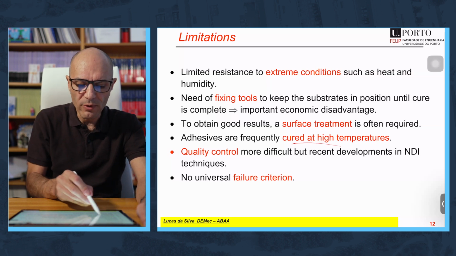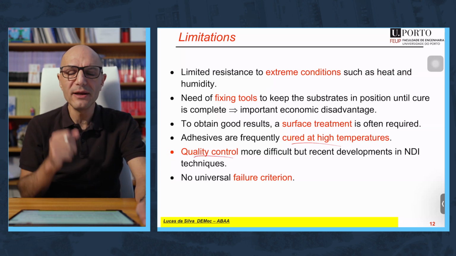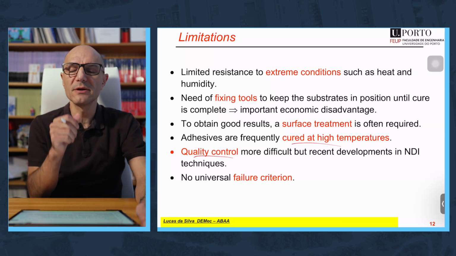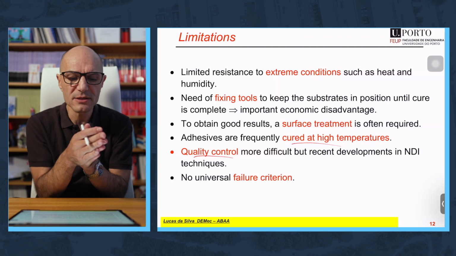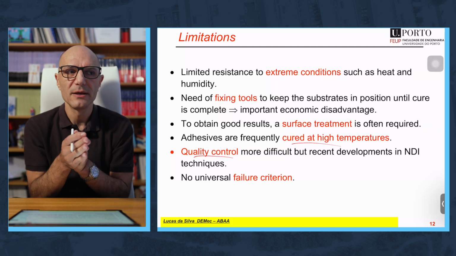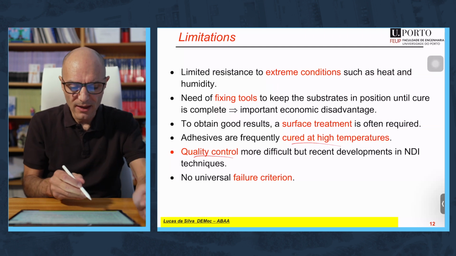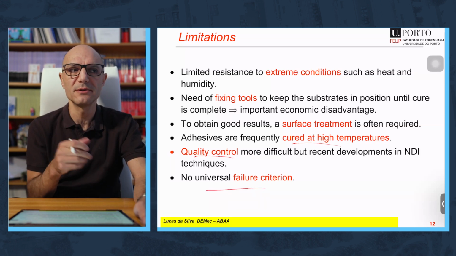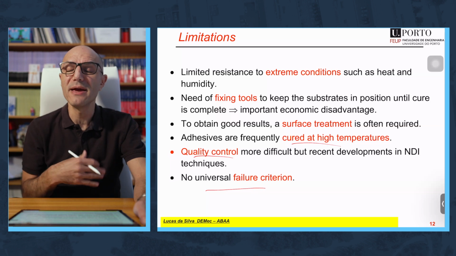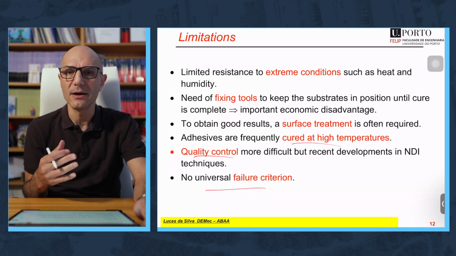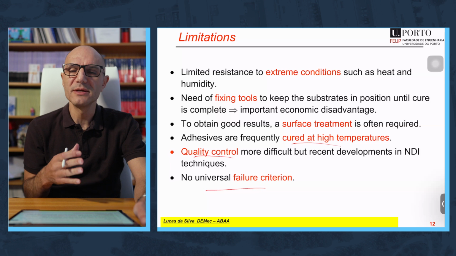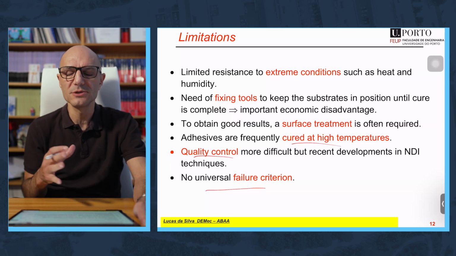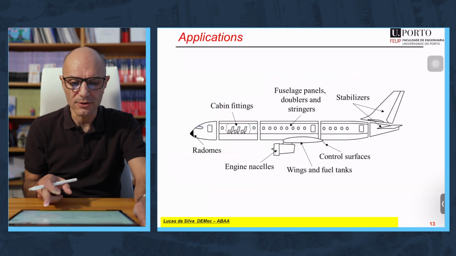Another limitation: quality control. Some defects are really difficult to control or to detect non-destructively. One of them in particular is weak adhesion. The adhesive adheres, but not with the adequate force. And finally, there is no universal failure criterion. There is not one criterion that can design all the joints. You have many design criteria. So it's difficult to know which one is the best, and many times the engineer who does not know this technology is a bit afraid, and chooses another bonding technology.